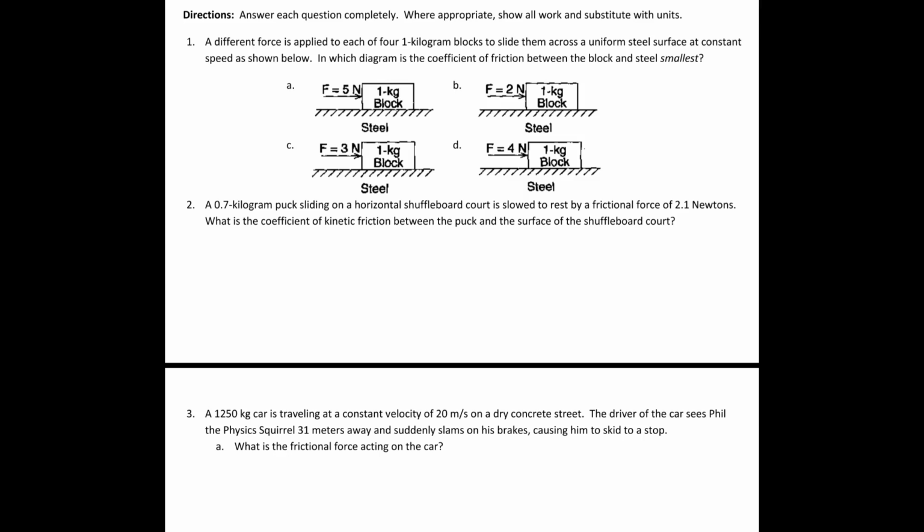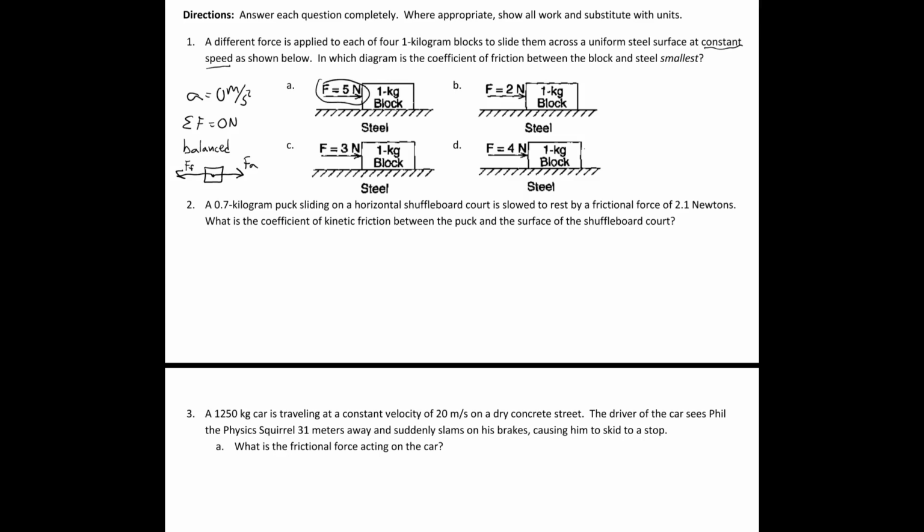Number one, a different force is applied to each of 4 1 kilogram blocks to slide them across a uniform steel surface at constant speed, as shown below. This is an important fact, that it's constant speed. Why is that important? Because that means it's not accelerating. The acceleration is 0, and if the acceleration is 0, the net force is 0 newtons, meaning that the forces are balanced. So if you draw your free body diagram and they're pushing the block to the right, the frictional force is balanced out by that because it's moving at constant speed.